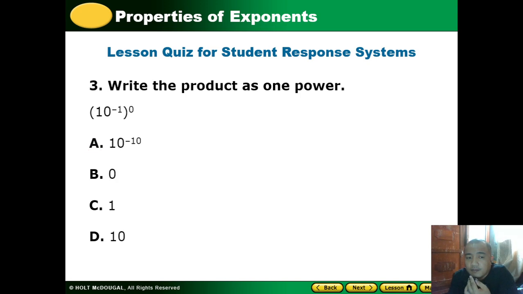How about this? Write the product as 1 power. Answer is C, 1. Any variable raised to 0 is 1.